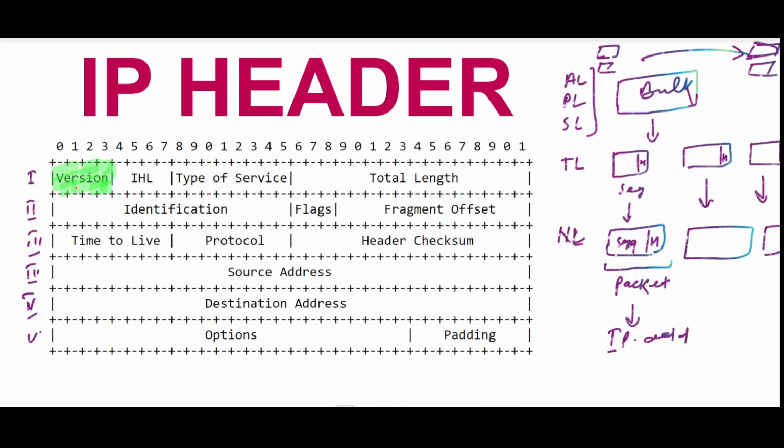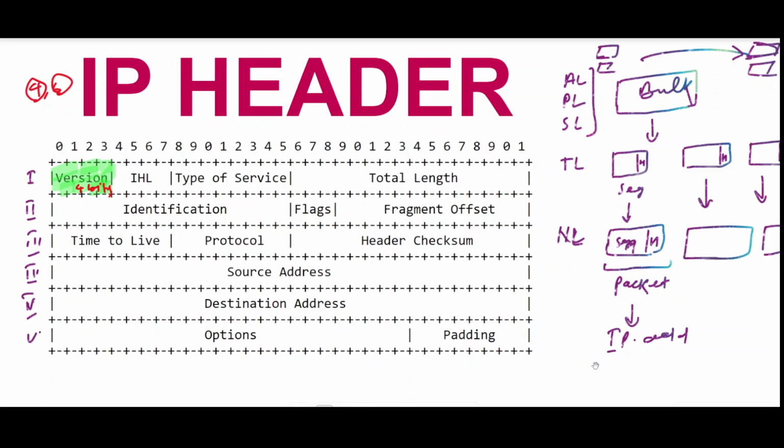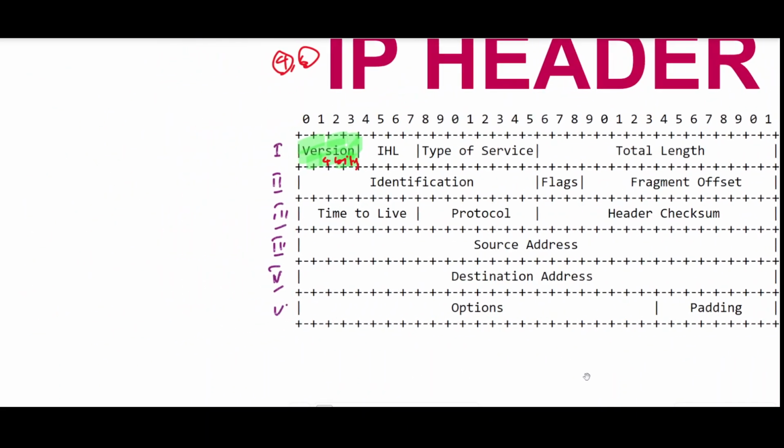This is a field of 4 bits. Clear? This is a representation. Which versions do we generally use? We generally use 4 and 6. Clear? So this is the representation of version, and here 4, here 6, but only 4 bits. So how can I represent these things? First we should try to understand.